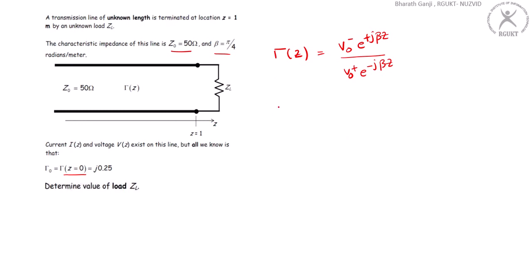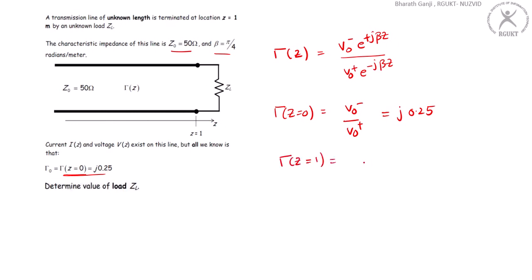So all I need to see is what the reflection coefficient is at Z equal to 0. At Z equal to 0, the reflection coefficient is given by V0 minus by V0 plus, because if you put Z equal to 0, e power 0 goes to 1. So this answer is given as j times 0.25. So that is what we have. But where is the load? The load is at Z equal to 1.